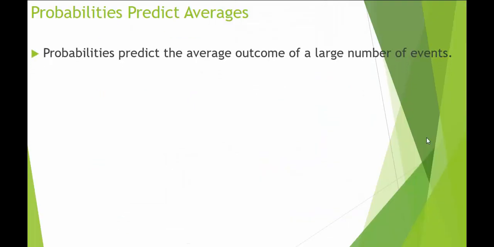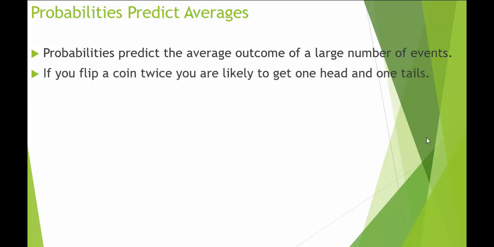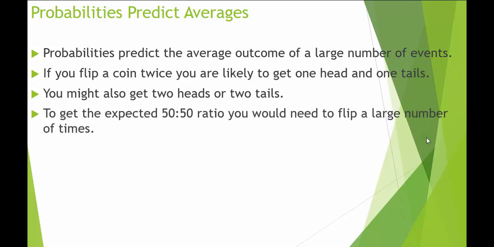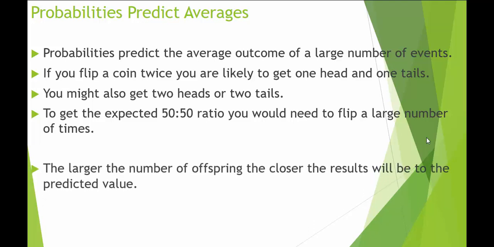All right, now probabilities predict the average outcome of a large number of events, not a small number of events. Now, if you flip a coin twice, you are likely to get 1 head and 1 tails. You might also get 2 heads or 2 tails if you flip it 2 times. To get the expected 50-50 ratio or the 1 out of 2 ratio, you would need to flip a large number of times. The larger the number of offspring, the closer the results will be to the predicted value.